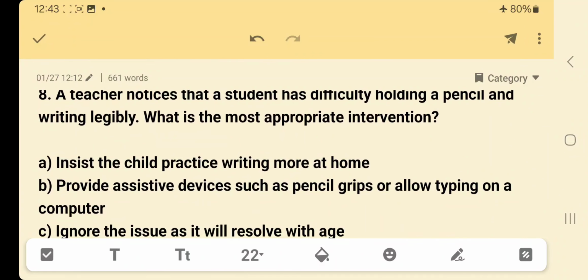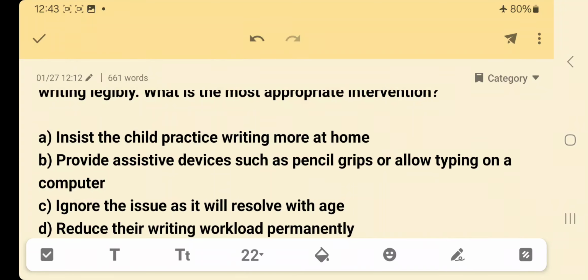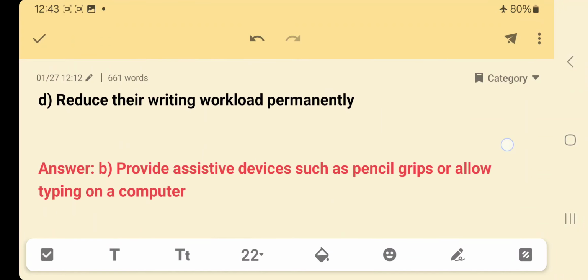Option A. Insist the child practice writing more at home. Option B. Provide assistive devices such as pencil grips or allow typing on a computer. Option C. Ignore the issue as it will resolve with age. Option D. Reduce their writing workload permanently. Answer. Option B. Provide assistive devices such as pencil grips or allow typing on a computer.